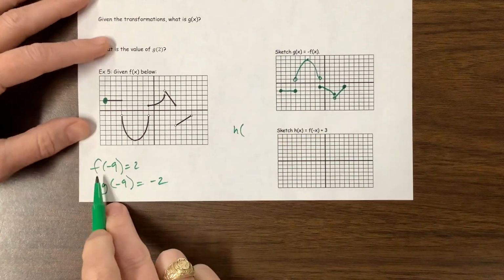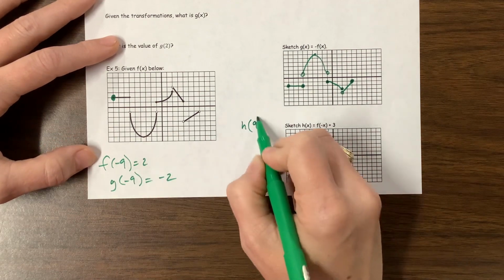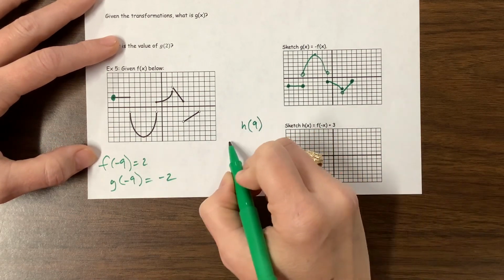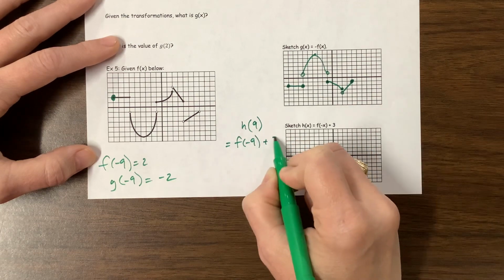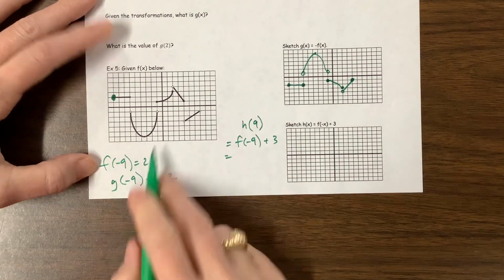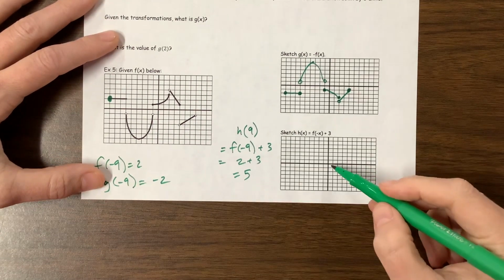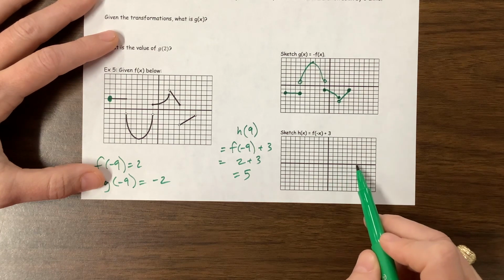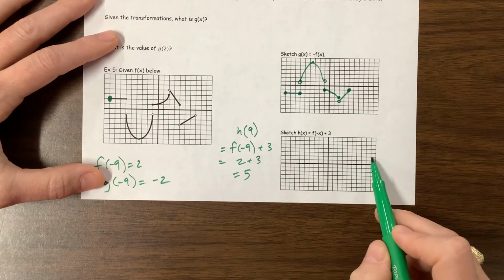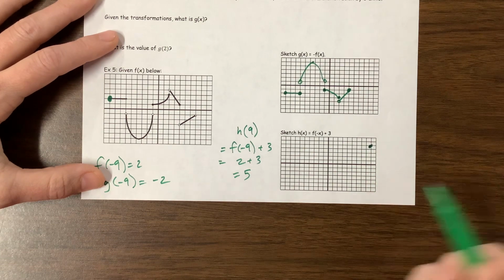If I know that f of negative 9 is equal to 2, then h of positive 9 would be equal to f of negative 9 plus 3. F of negative 9 is 2. 2 plus 3 is 5. So I now have the point 9, 5. 1, 2, 3, 4, 5, 6, 7, 8, 9. 1, 2, 3, 4, 5. And that is this piece right here.